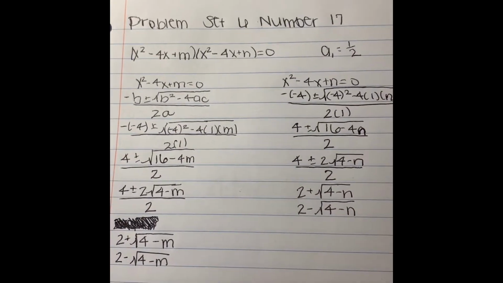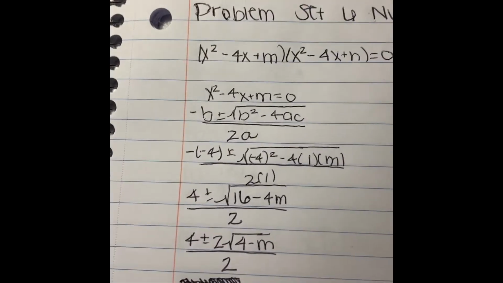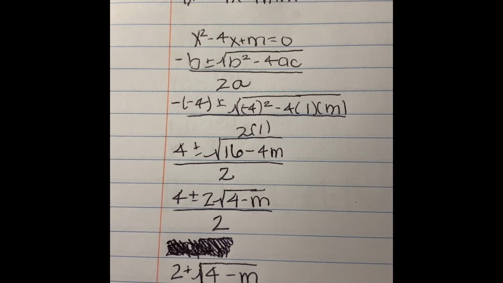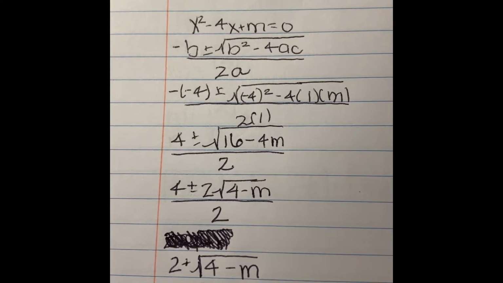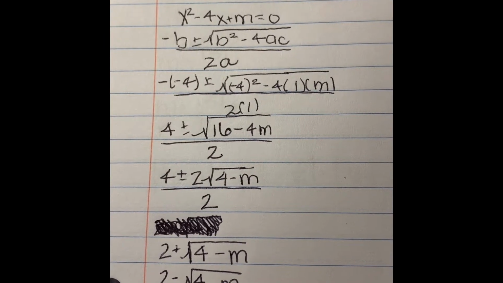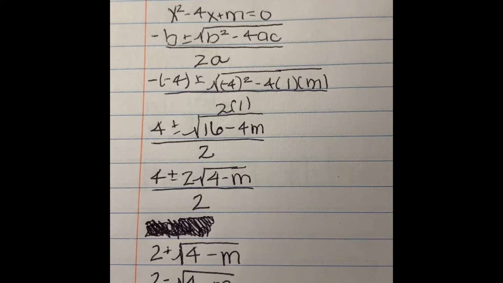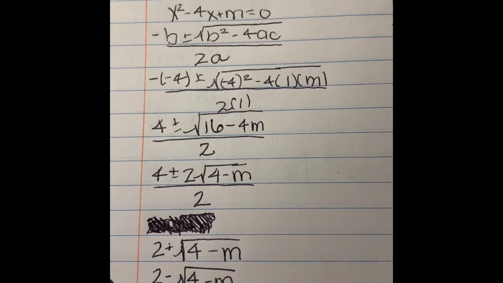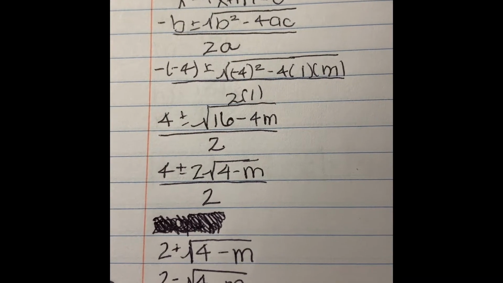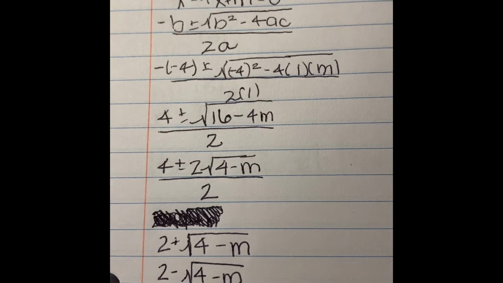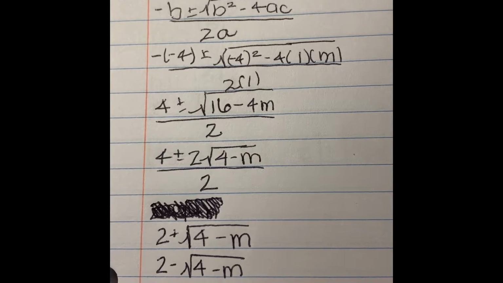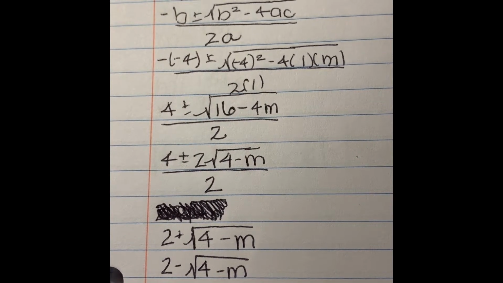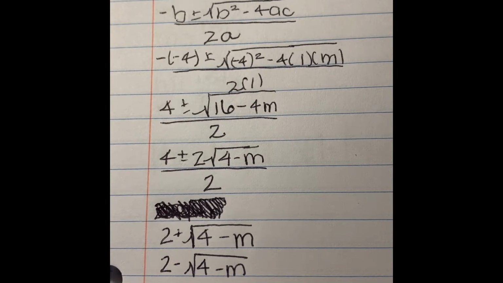So to start, we're going to find our roots. For our first equation, x squared minus 4x plus m, we're going to try and factor it to find our roots. Since it doesn't factor nicely, we have to use the quadratic formula: negative b plus or minus the square root of b squared minus 4ac, all over 2a. When you plug in your a, b, and c values, you end up with the two roots being 2 plus the square root of 4 minus m and 2 minus the square root of 4 minus m.